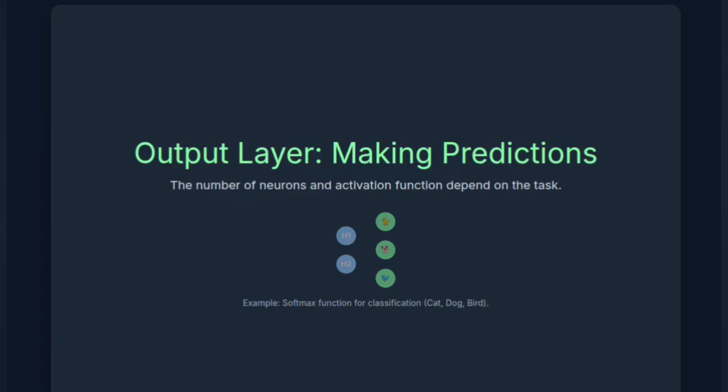The output layer is where predictions are born. The number of neurons here depends on your specific task. For classification problems, you might use a softmax activation function that outputs probabilities for each class, like 80% cat, 15% dog, 5% bird. For binary classification, a sigmoid function works perfectly, giving you a simple yes or no answer. And for regression tasks, where you're predicting continuous values like house prices, you use a linear activation function.